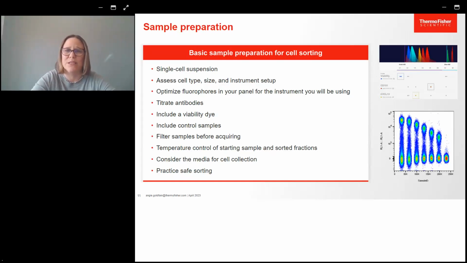And one of those things is to give them some media for cell collection. Give them a swimming pool to land in. That's what I like to say. After going through all that, give them something.